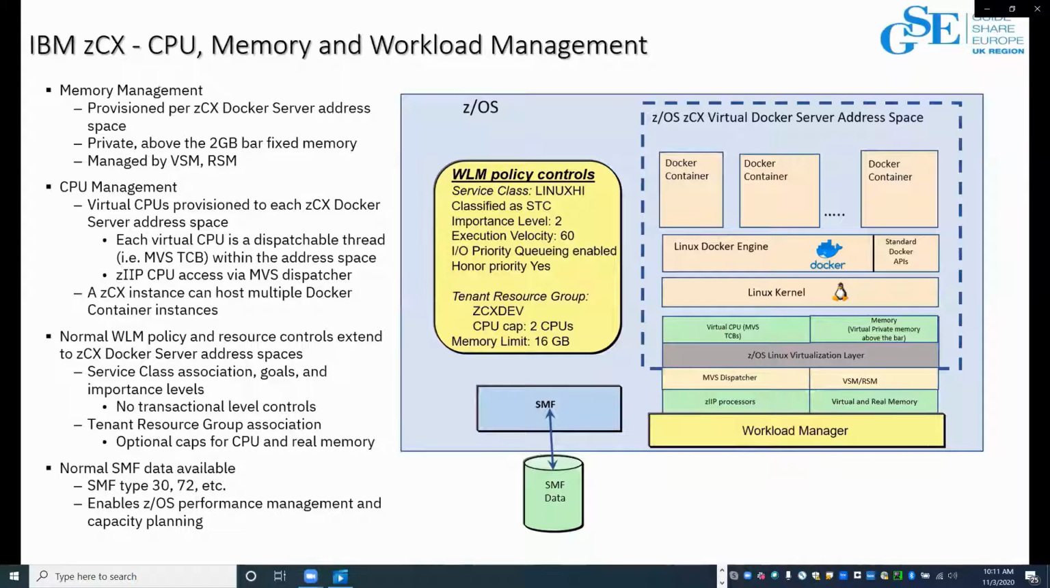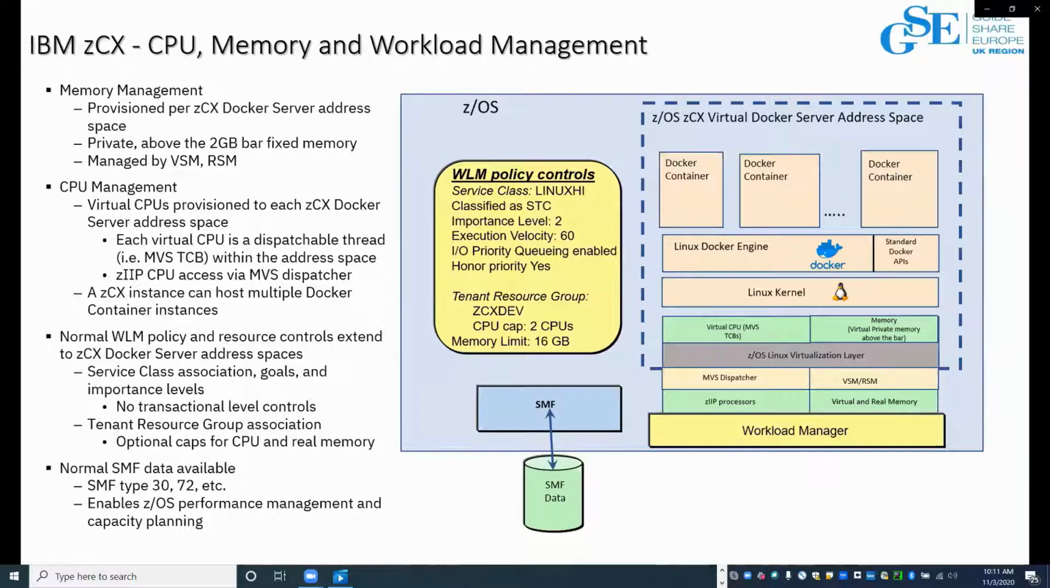But that's regular storage that's managed by VSM, RSM. It comes out of the normal pools that other memory comes out of, and I'll talk more about that later. With regard to the virtualized CPUs, those are CPUs that Linux believes it has. The dispatchable units of work within the address space are TCBs, regular old MVS TCBs. Each of the virtualized CPUs runs under a separate TCB.